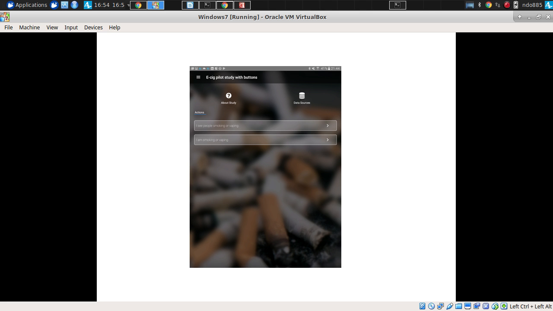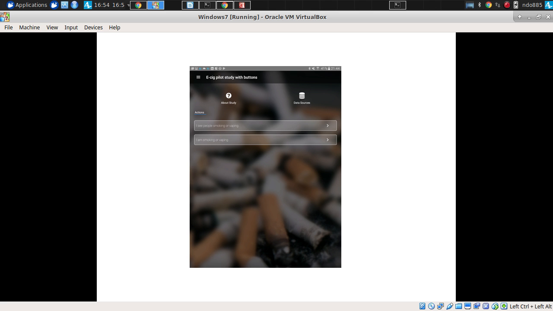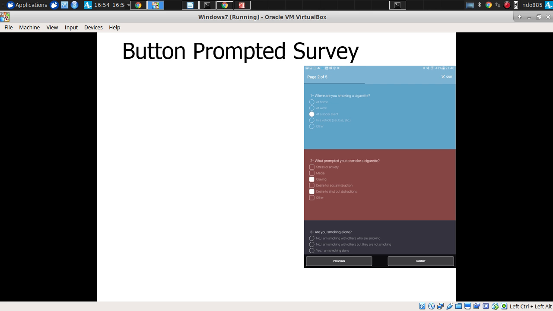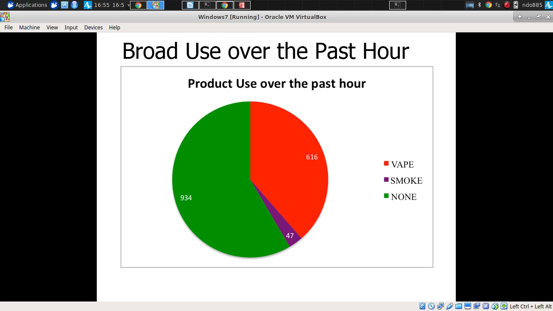So this was a glimpse of the study interface. Same system, just different skin on it. Here are the buttons by which people could report smoking or vaping, etc. There were button-prompted surveys that would ask them what prompted them to use a cigarette, what their aspects of social context were. But we also asked questions prompted to them using these micro-questionnaires, these ecological momentary assessments that we pop up to check completeness of their results. And we had, again, very good response rates, here upwards of 70% in terms of the fraction that were answered.